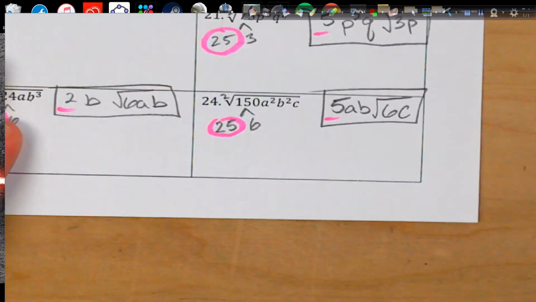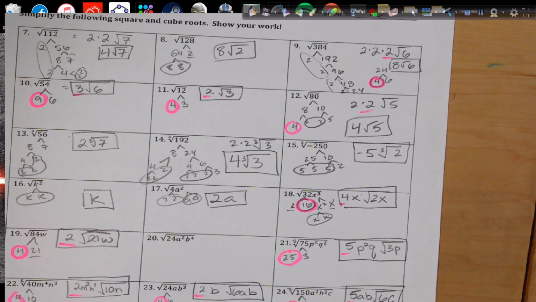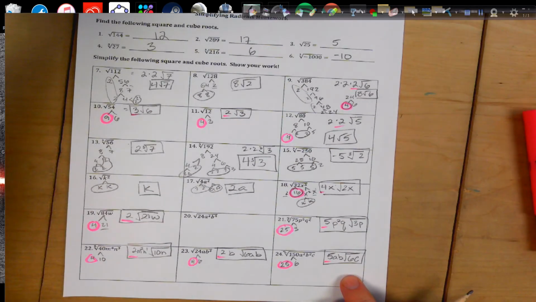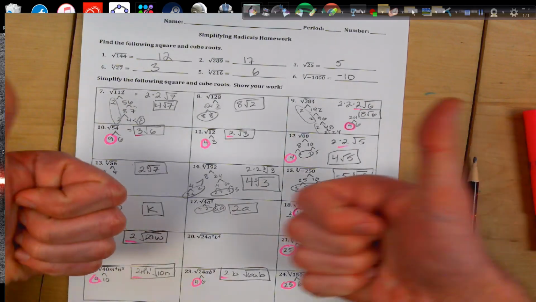All right, guys, that's it. That was the worksheet in a nutshell. Boom, boom, boom, boom, boom. There it is, okay? So double thumbs up.